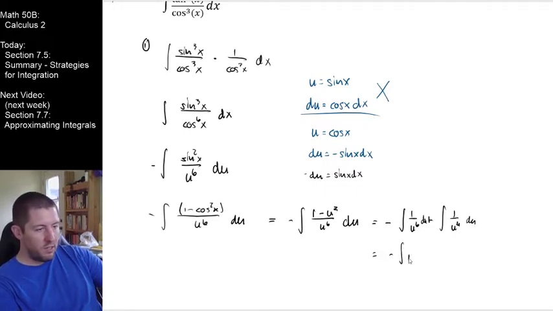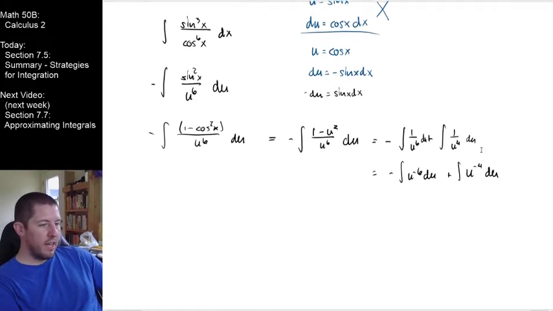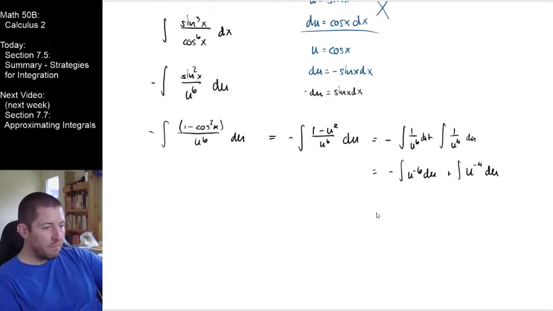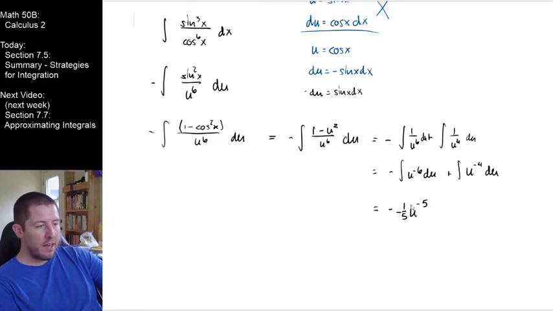This is really negative integral of u to the negative sixth du plus integral of u to the negative fourth du. And now I'm just integrating. It looks like this route was a good route to go. I'm going to add 1 to the power. So this is going to become a u to the negative fifth. But I also know that I need a negative 1/5 out there to counteract that when I take the derivative. So it seems like I would be getting a positive 1/5 u to the negative fifth for that guy.